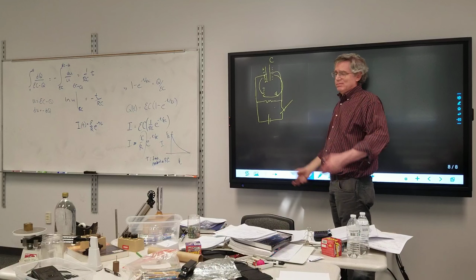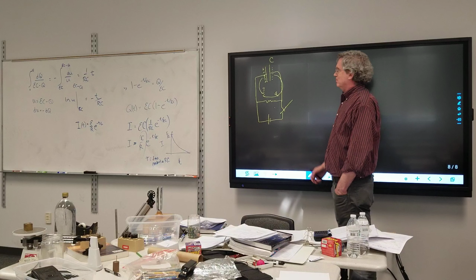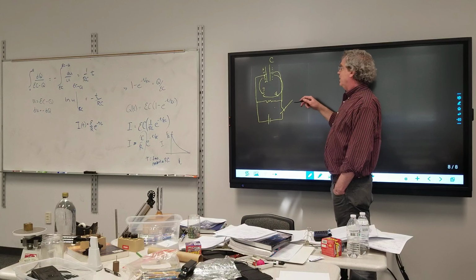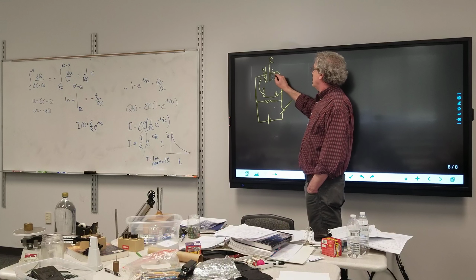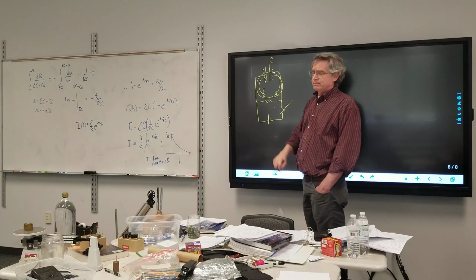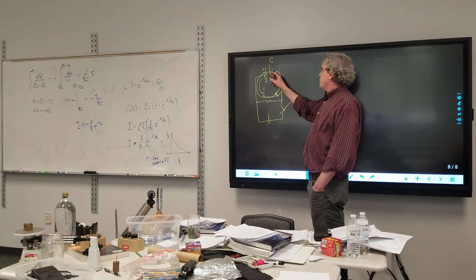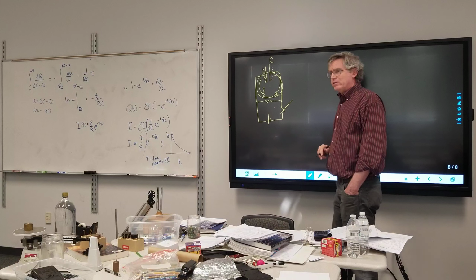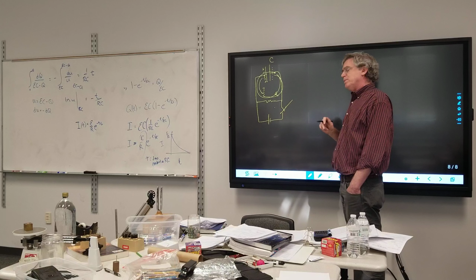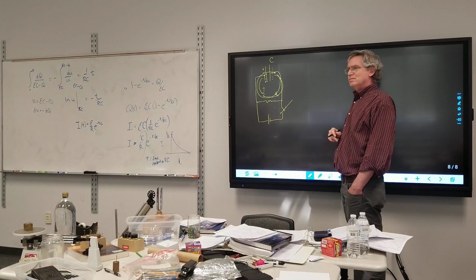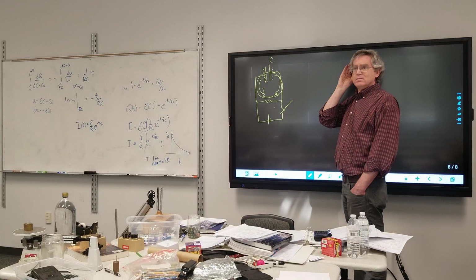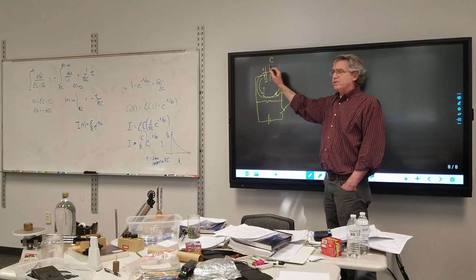Well, Kirchhoff again. I start someplace and I work my way around. Doesn't matter where I start, but I'm going to start here and go in the direction of current. As I go from the negative to positive plate across the capacitor, do I gain potential or lose potential? Lose potential. Going from negative to positive?